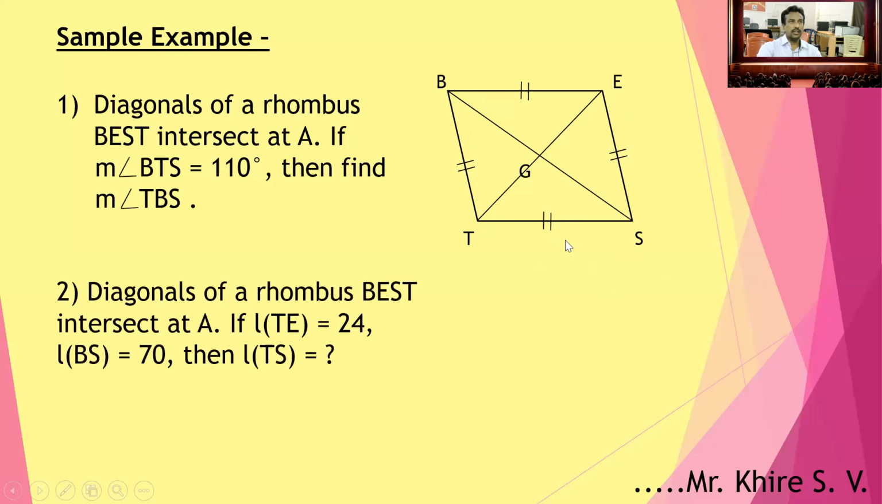Now, in this figure, the measure of angle BTS is given as 110 degrees. Means this angle T, angle BTS, is 110 degrees. Then find angle TBS. You have to find out angle TBS. Okay.